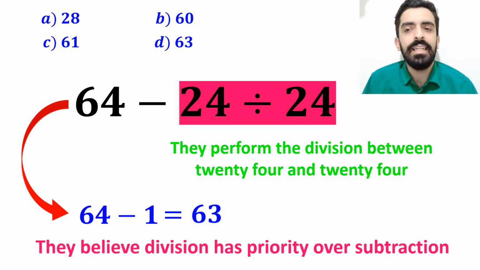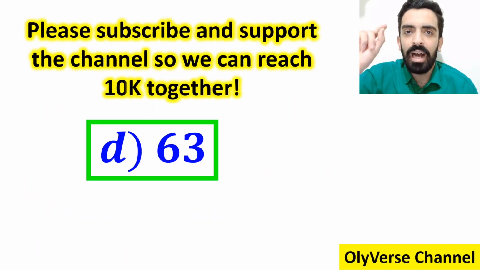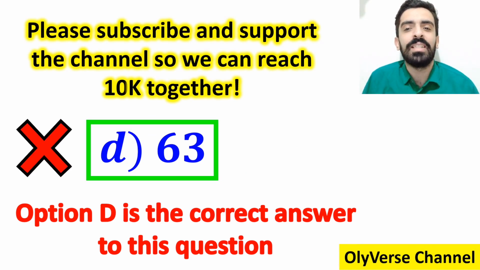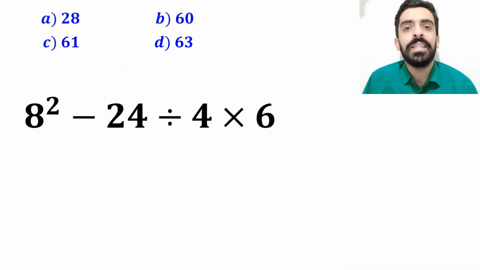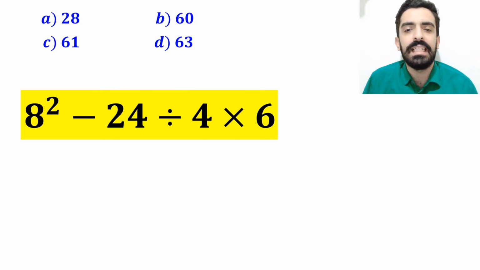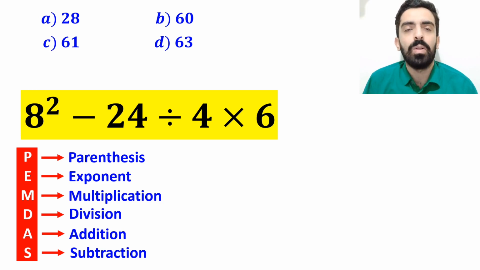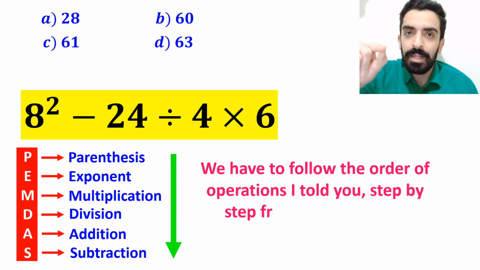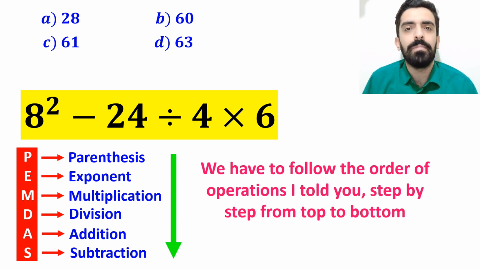And immediately, they conclude that option D is the correct answer to this question. However, it's not the correct answer to this question. Alright, now let me walk you through step by step how to solve this expression properly. To solve this question, we must follow the PEMDAS rule. We have to follow the order of operations I told you, step by step from top to bottom.